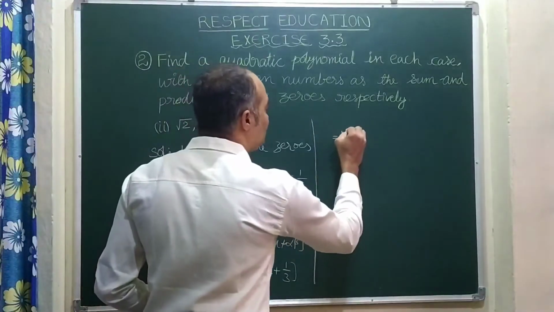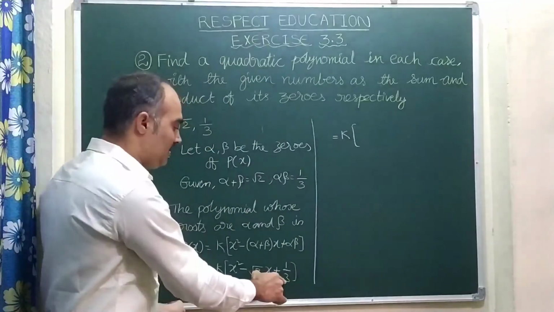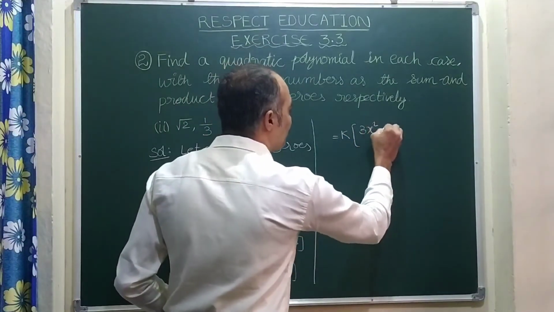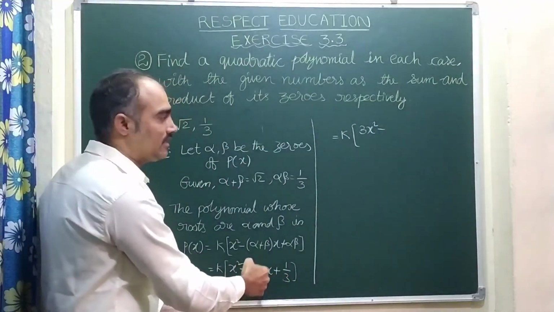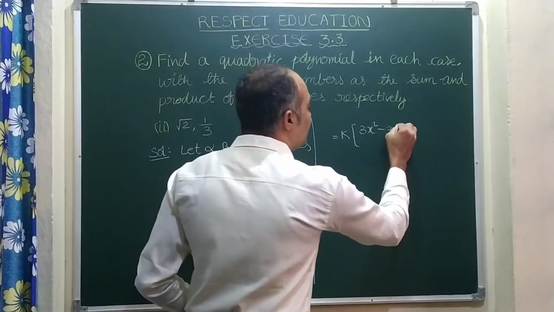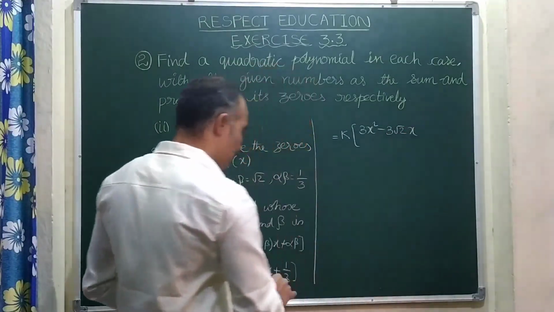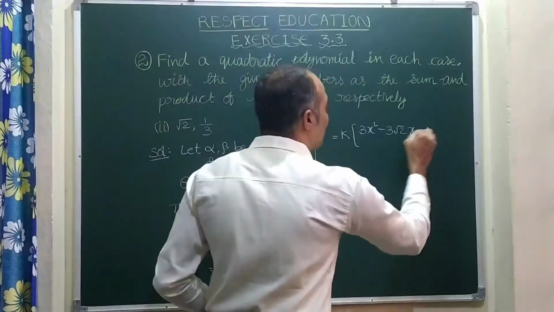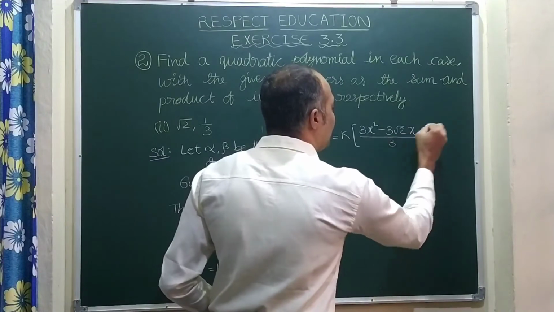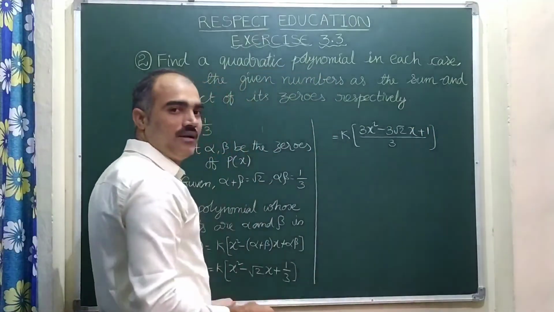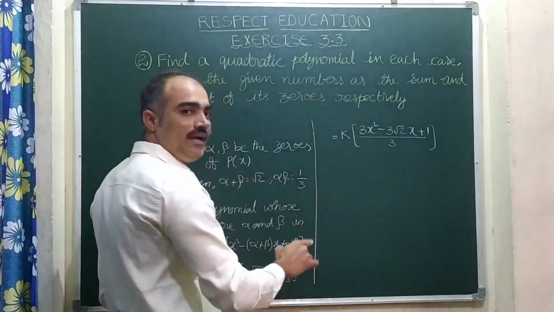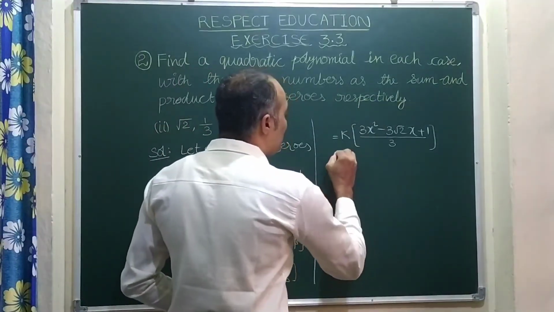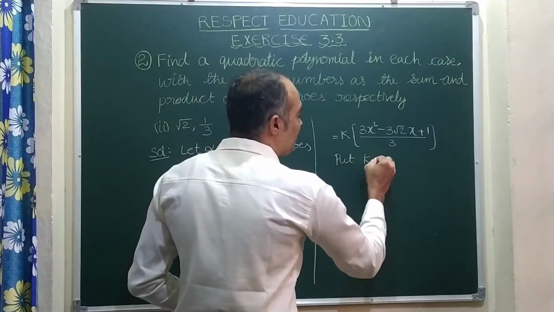Now this problem becomes k into 3 into x square, 3x square, minus 3 into root 2x, 3 root 2x, plus here as 3 is LCM, 1 will come as it is, so plus 1 by 3. Right? Now here we can take any value for k, especially that is there in the denominator. So here we take 3. So put k is equal to 3.